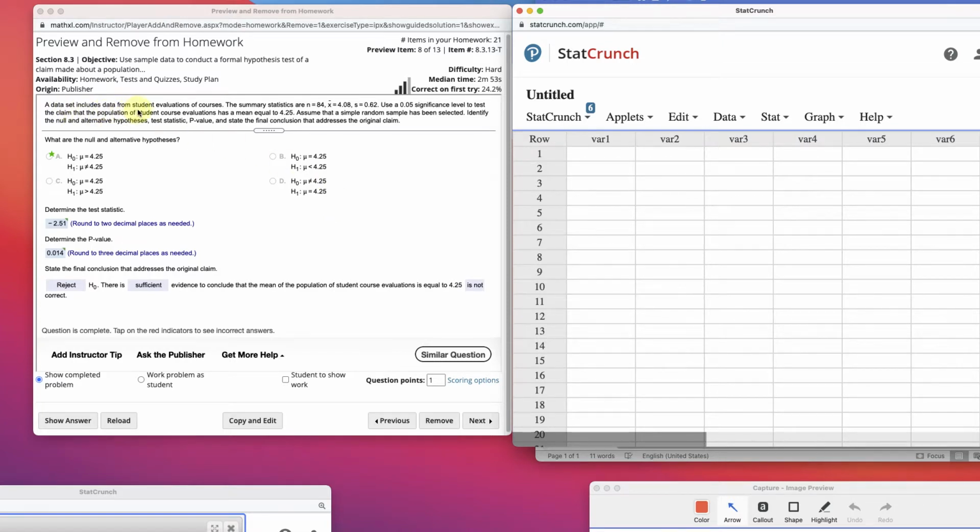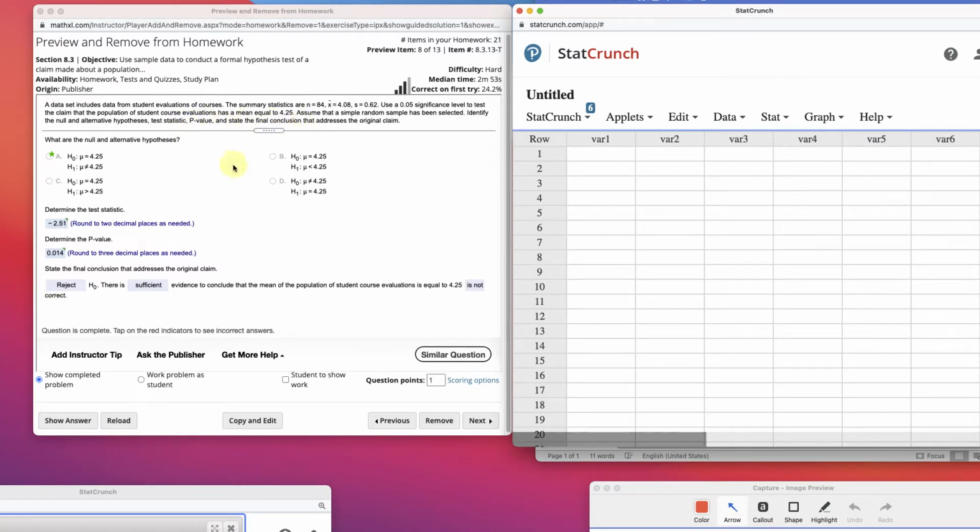The dataset includes the data from the student evaluations of courses. The summary statistics are n is 84, sample mean 4.08, sample standard deviation 0.62, and we use a 0.05 level of significance to test the claim that the population of student course evaluations has a mean equal to 4.25. Assume a simple random sample, identify the null and alternate hypothesis, test statistic, p-value, and state the final conclusion.